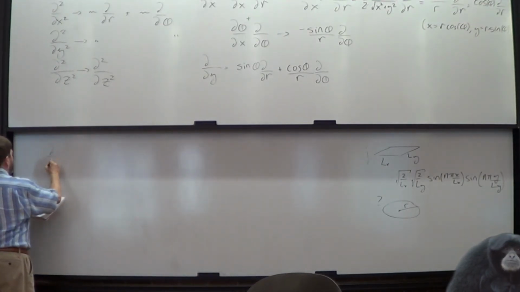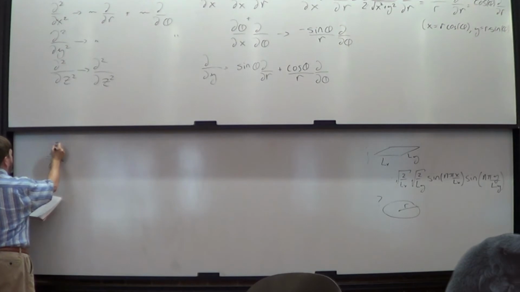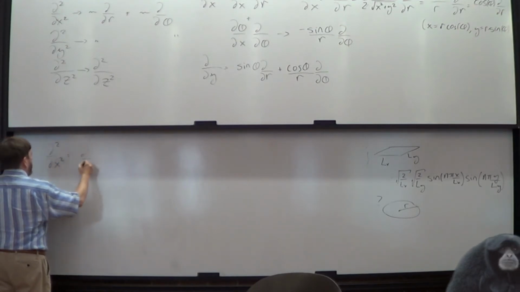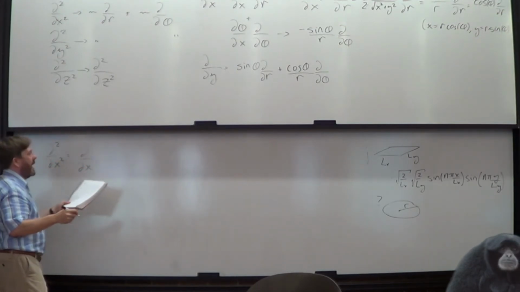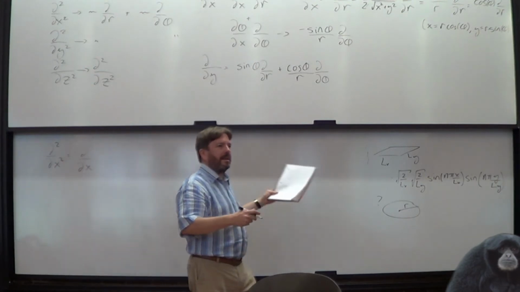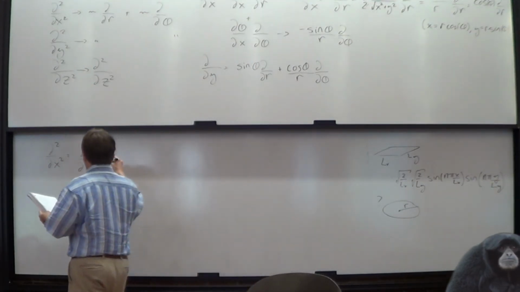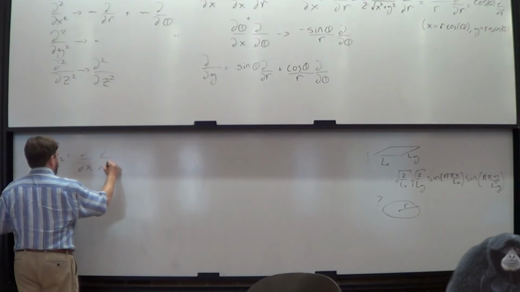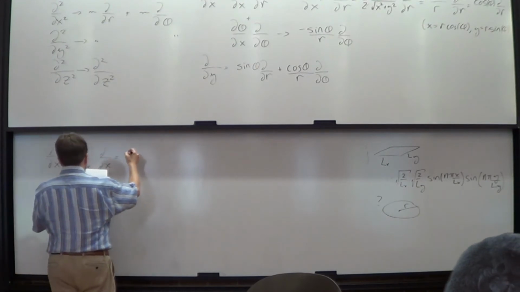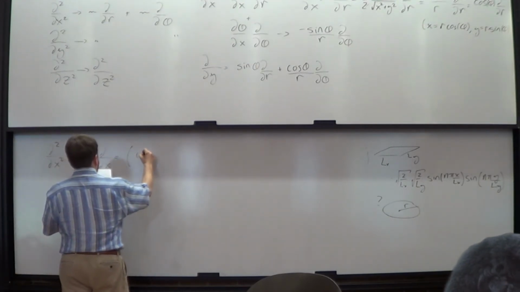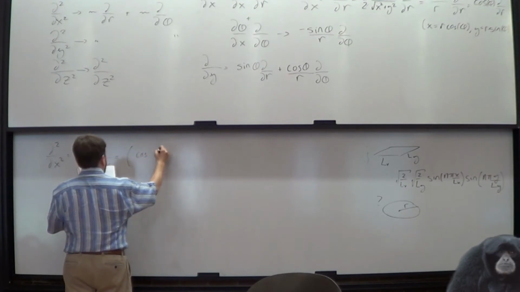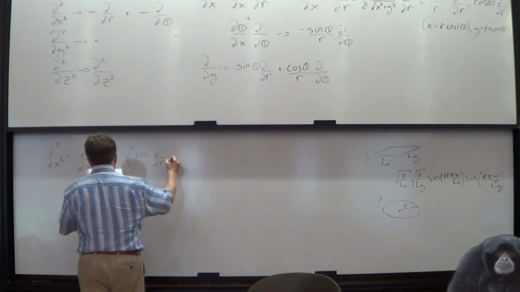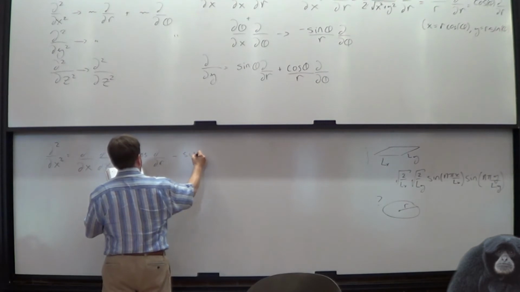Okay, now, when it comes to the double derivative, I look at that and I'm like, oh, wait a minute, how do I do that up here? And the answer is you don't. You just do this. So, cos, there's only one angle, so I'm just going to put that. Sine.